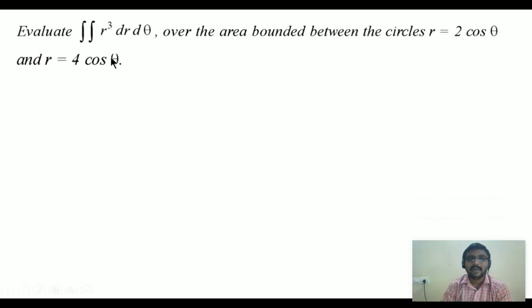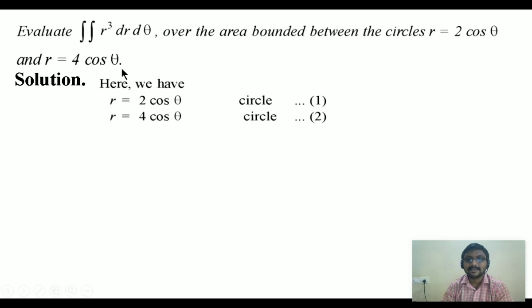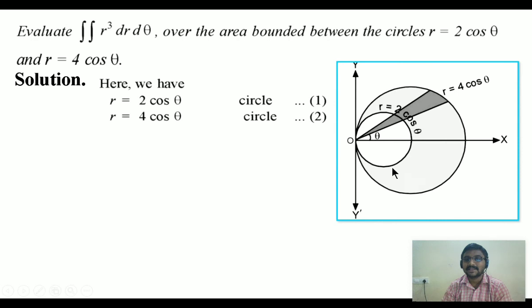Another problem: evaluate the double integral of r cube dr d theta over the area bounded between the circles r equal to 2 cos theta and r equal to 4 cos theta. Solution: the given region is 2 circles, r equal to 2 cos theta having radius 1 unit, r equal to 4 cos theta having radius 2 units. It is the rough sketch of the region. The first one is the r equal to 2 cos theta curve and the second one is r equal to 4 cos theta. Now we have to evaluate the area between the circles.